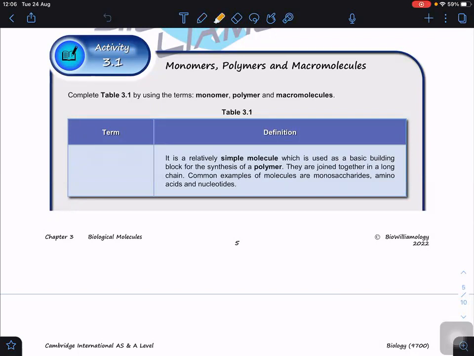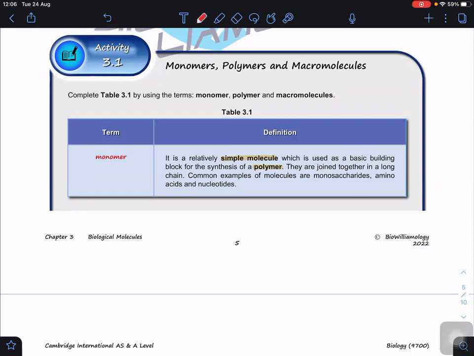So again, it is the simplest molecule, which is used as a basic building block for the synthesis of polymer. Okay, we use them to synthesize the polymer, so that means they must be monomer. And these monomers can join together in a long chain. So common examples of monomers in biology are monosaccharides, amino acids and nucleotides.